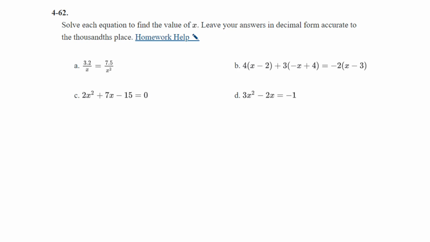Question 62. Solve each equation to find the value of x. Leave your answers in decimal form accurate to the thousandths place. So what is the thousandths place? Remember, tenths, hundredths, thousandths. So that'd be the third place here.